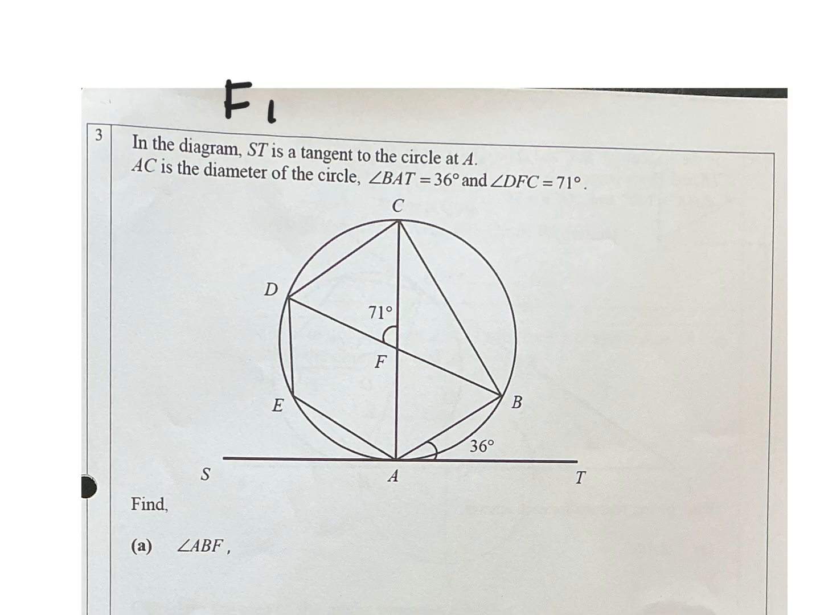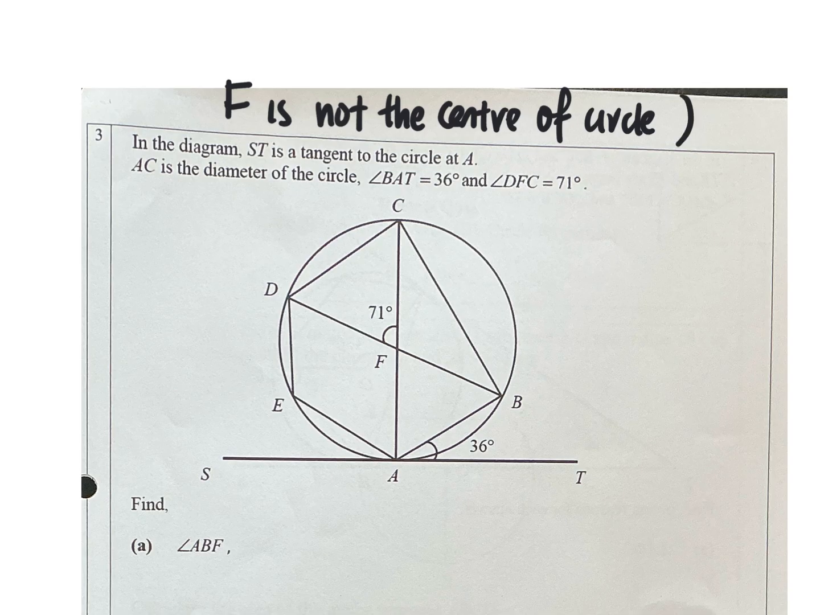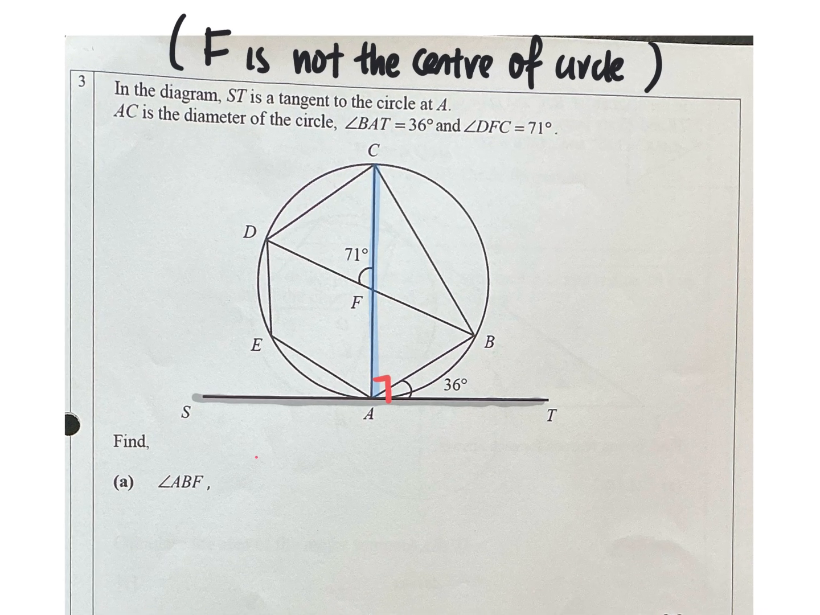Purposely one. F is not the center of the circle. They never tell you it is the center, so you cannot assume that. The only thing I know is that AC is the diameter. But they never say that F is the middle of the circle. And then this is your tangent line. So what you know is this is 90 degree. So you can write angle CAT is 90 because tangent perpendicular to radius.